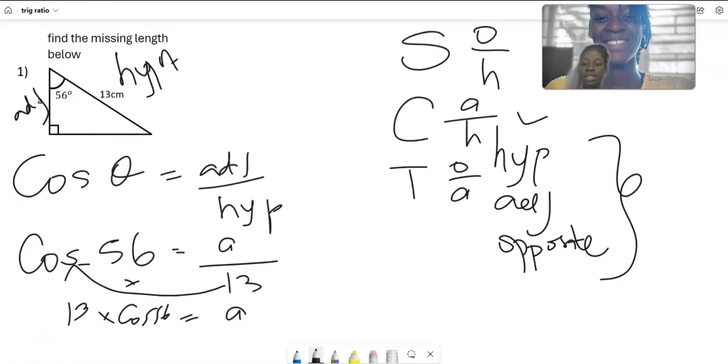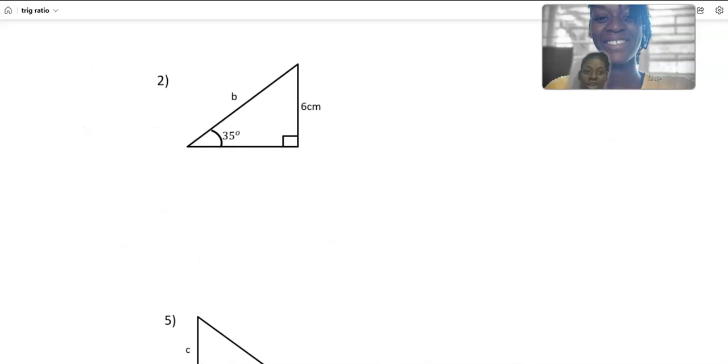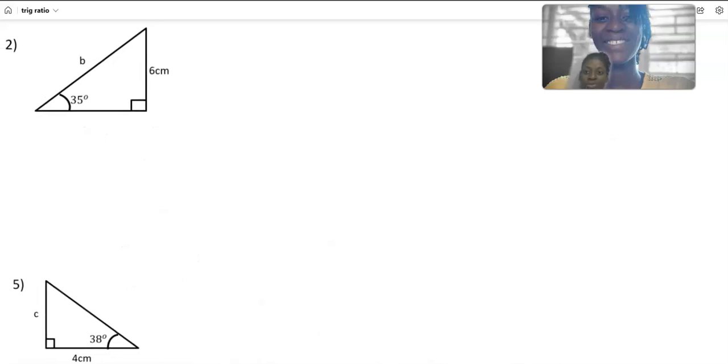I'm rounding the answer to one decimal place. So A is equal to 7.3. Originally it was 7.26. Rounding to one decimal place, the number after the 2 is 5 or more, so we add 1, so 7.3, and that is our answer. Let us look at another example.